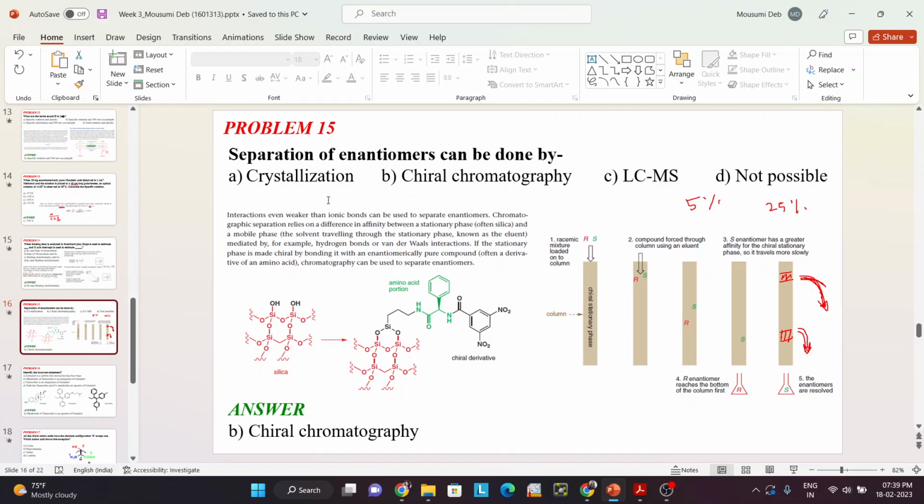The same goes for LCMS. LCMS is a technique that works with the mass, and the isomers have the same mass, as I mentioned before. So by using LCMS it is not really possible, because you have to use chiral silica for the separation of enantiomers. If you don't use chiral silica, the two enantiomers won't bind differently in the column. They will bind in the same place and come out together. That's why this is not possible.